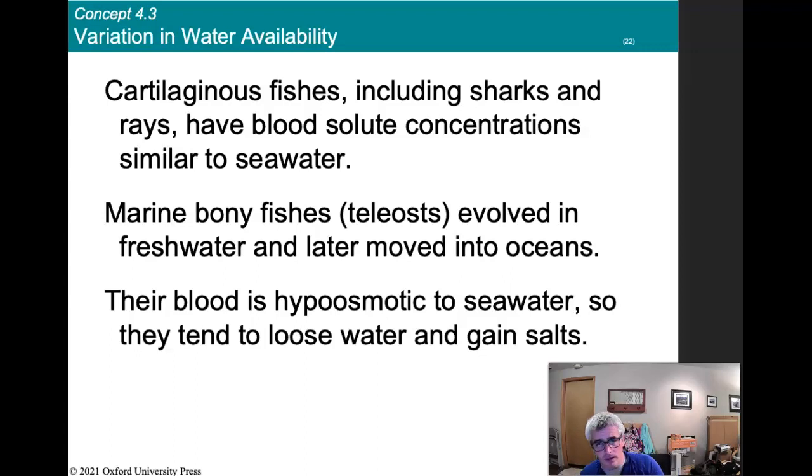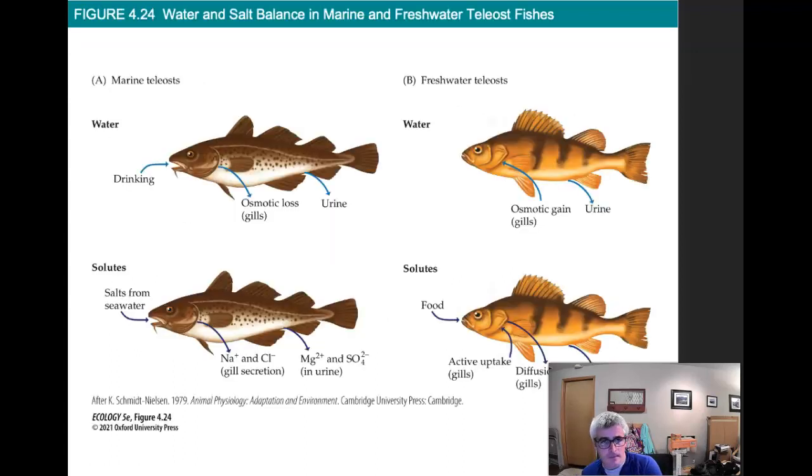Hypoosmotic to seawater, so they tend to lose water and gain salts. So water tends to move out of their body into the seawater, which has a greater amount of solutes, and then salts tend to move in. So they have to be able to deal with that.